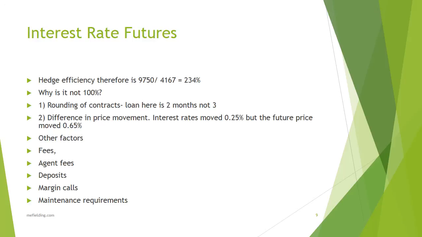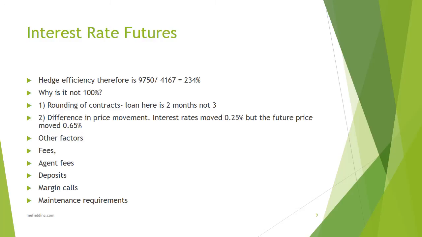So nice, I guess, for the Treasury Department. They've made a wee bit of a profit there. But the question is why is it not 100%? Well, there's two reasons here, and this will be very, very common in real life. The first thing is the rounding of the contract. It says here on the slide that the loan is for 2 months, not 3 months. But the real reason is the fact that we had 13.3 is the number of contracts that we actually required.